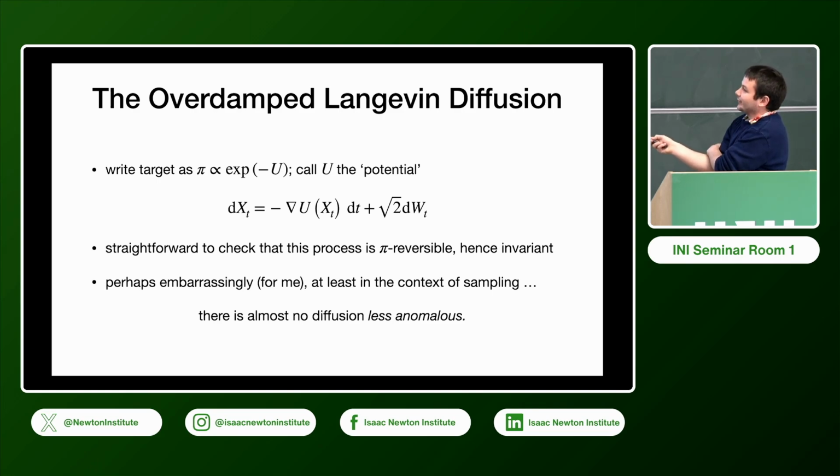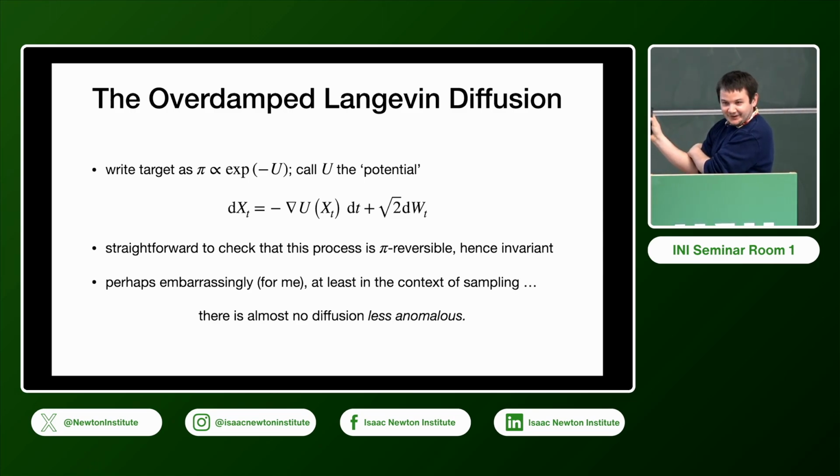Just to, I won't linger on this, but it's a little bit embarrassing that if I tried to give you an example of a diffusion that is anomalous, I've kind of given you the worst possible example. From the point of view of actually sampling an invariant measure, this is maybe as conventional as it gets. Okay, so let's carry on and just accept that.